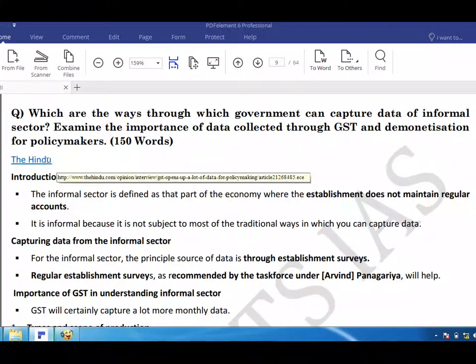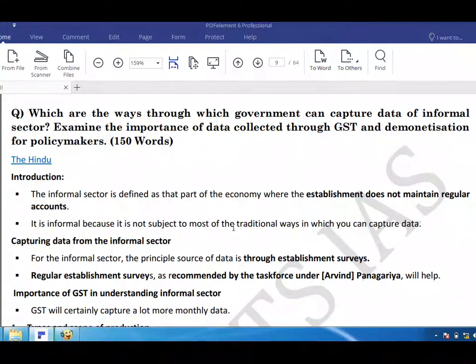The informal sector is defined as the part of the economy where the establishment does not maintain regular accounts. It is informal because it is not subject to most of the traditional ways in which you can capture data. Capturing data from the informal sector: for the informal sector, the principal source of data is through establishment surveys. Regular establishment surveys, as are implemented by the task force under Arvind Panagariya, will help.